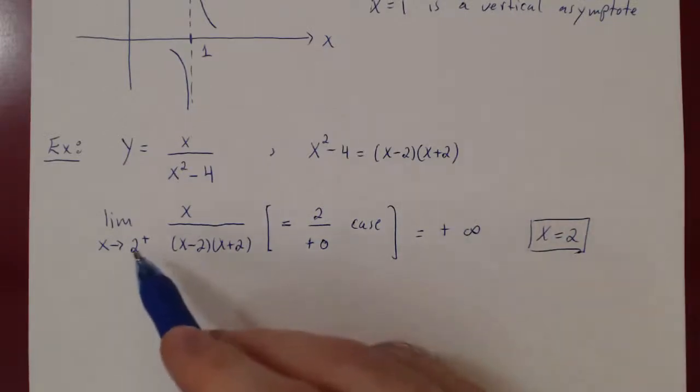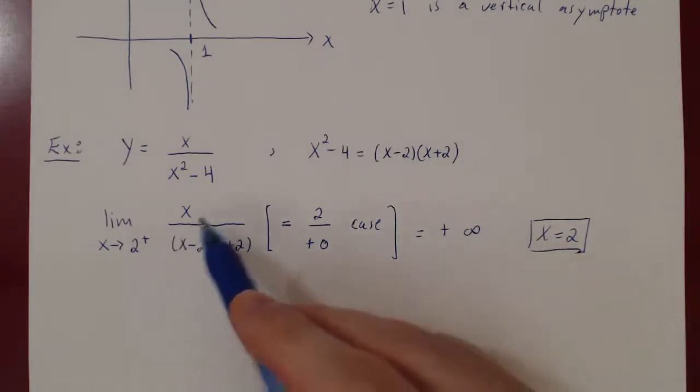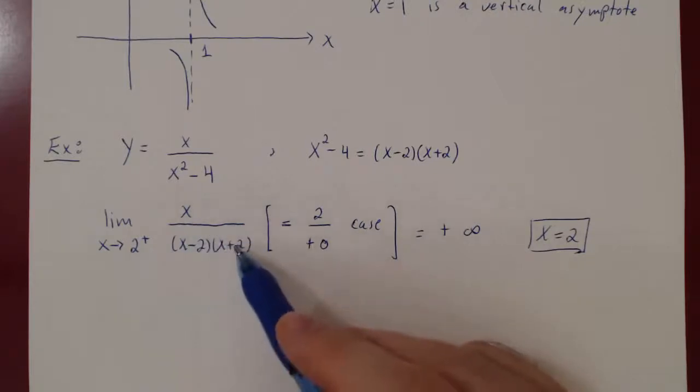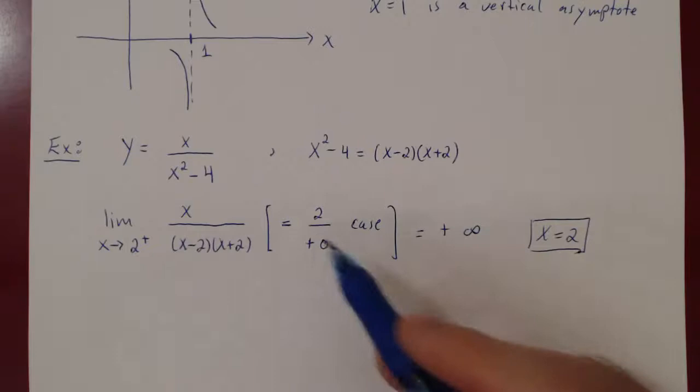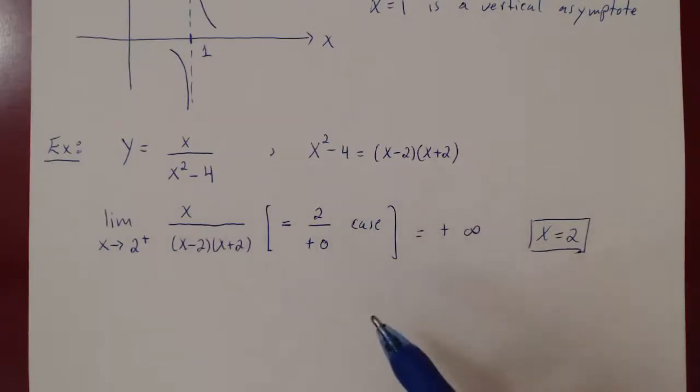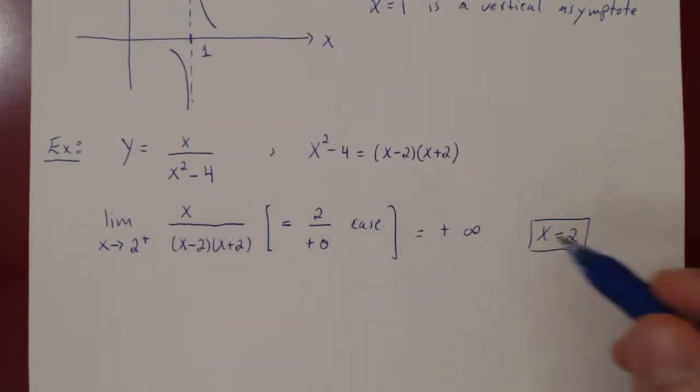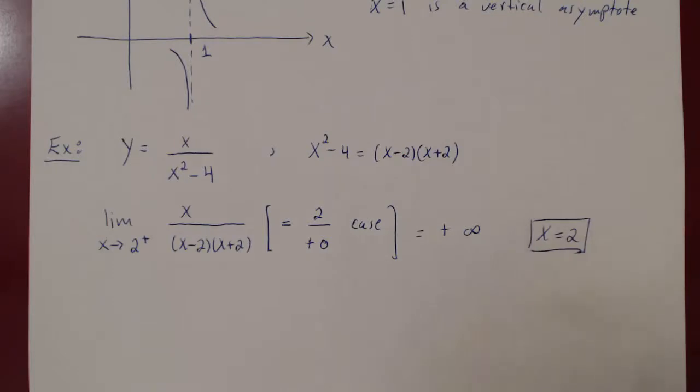If we had approached 2 from the left, this would still be 2, this would still approach 4, but now x would be less than 2, and so x minus 2 would be negative, and we would be approaching negative infinity. Once again, concluding that x equals 2 is a vertical asymptote.